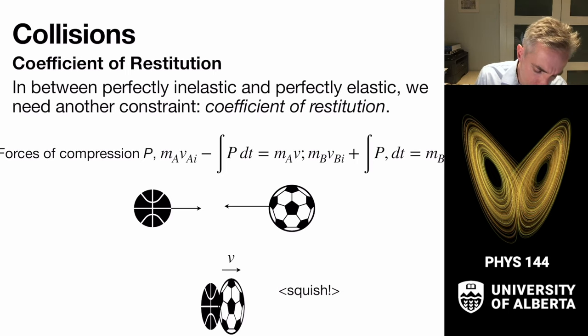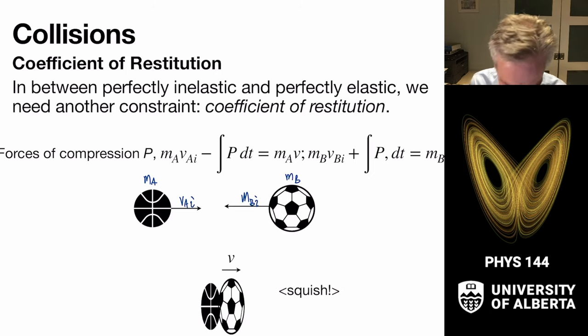And what that's going to say is that whatever forces are in this squishy interaction phase that's happening here, they're going to have some sort of forces of compression, and I can calculate their impulses, or at least I can write down an expression for their impulse that says that for the initial momentum of the soccer ball, for clarity, this is going to be m_A v_A initial, and this is m_B v_B initial.